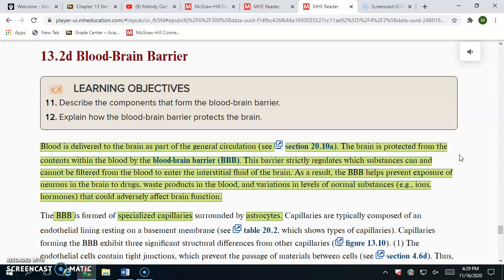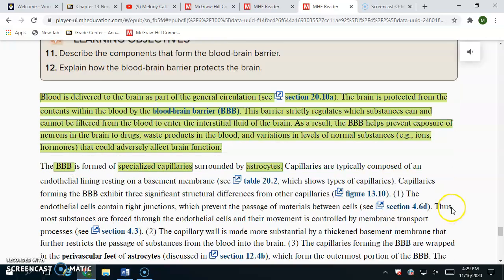So the way that the blood-brain barrier works is there's two components, and we've already talked about one of them. That was the astrocytes.